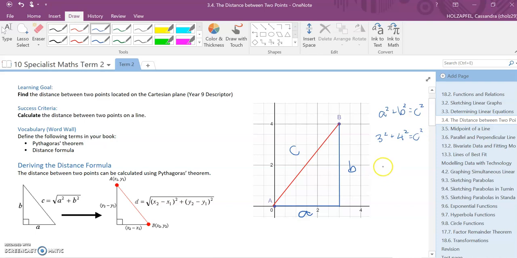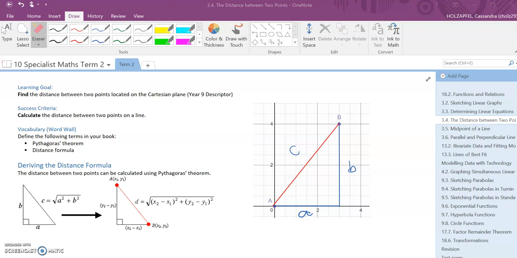Now all we have to do is just rearrange. So I could write this as C is equal to the square root of 3 squared plus 4 squared. So if I just chuck that into my calculator, I know that this answer is going to be 5, but let's go through it. So 3 squared is 9, and 4 squared is going to be 16. So C is going to be equal to the square root of 25, which is going to be 5.